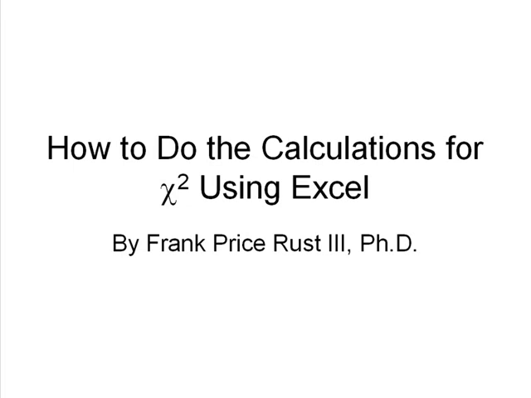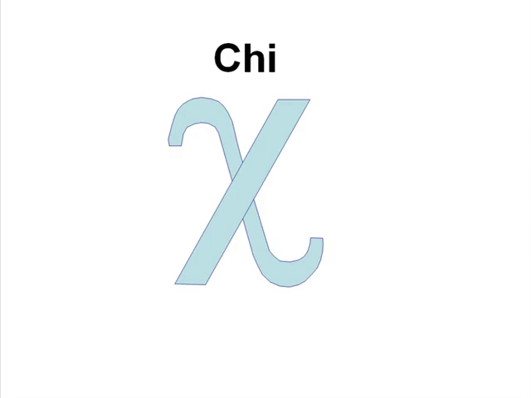In this lesson, your old Uncle Frank is going to teach you how to do the calculations for chi-square using Excel. But before we do that, I want to make sure that you have a way of remembering how to say chi-square. This is a symbol. Chi is spelled C-H-I. Now I know some of you want to call it chi, like a chia pet or some other way, but chi is the way it should be pronounced.